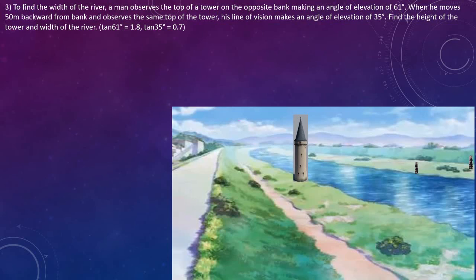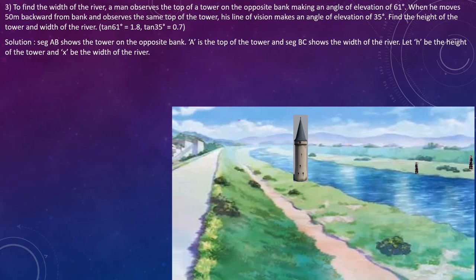So let us see. Now suppose segment AB shows the tower on the opposite side. Let us give the name of this tower as segment AB. Now A is the top of the tower and segment BC shows the width of the river. So suppose BC is nothing but the width of the river. Now let H be the height of the tower, and X be the width of the river, which means segment BC is equal to X.